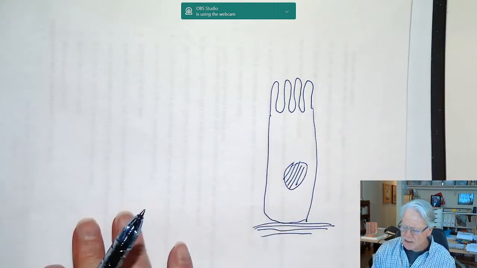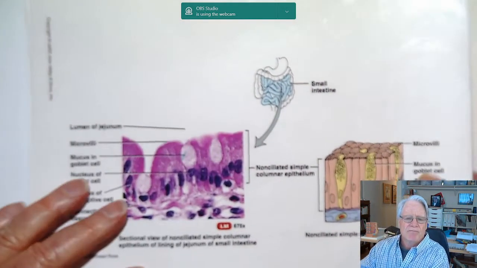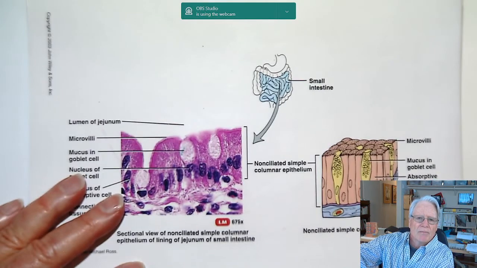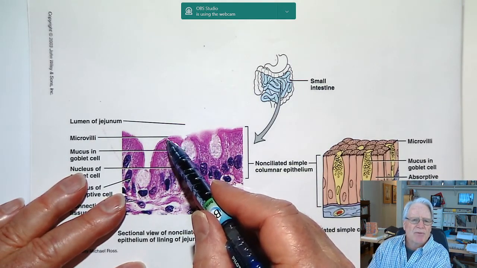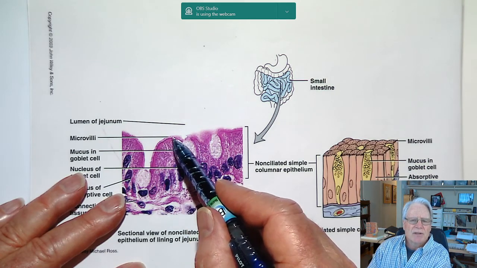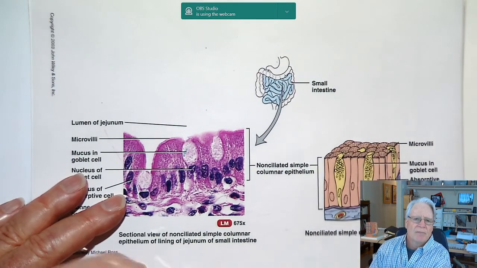When you look at this tissue underneath the microscope, it's got this fuzzy edge to it. It's not a crisp edge. It's a very fuzzy edge, and that's because the microvilli make that a fuzzy edge. Okay, so they are long column-like cells.